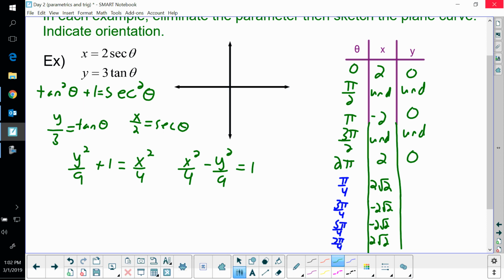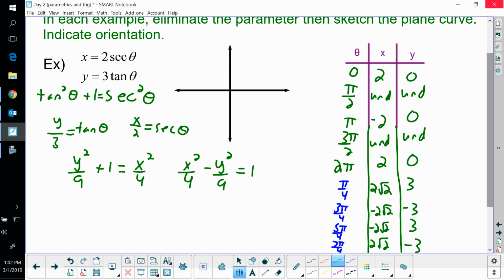For tangent of pi over 4 is just 1. So 1 times 3 is 3, so we're positive in the first, negative in the second for tangent, positive in the third, and then we are back to negative in the fourth. So that'll give us just a little bit more information to help guide us with the graph. So when you graphed a hyperbola last year, you often made a little box to help you draw the asymptotes.